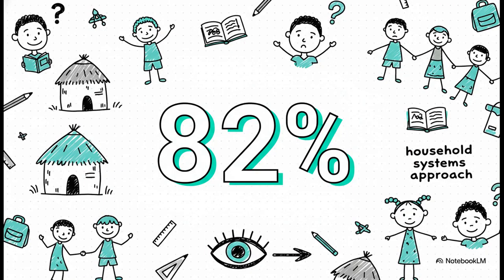Okay, so look at this number, 82%. That's the rate of national learning poverty in a country like Uganda. And what that means is that 82% of children are actually in school, but they still can't read and understand a simple sentence by the time they're 10 years old. It is a massive crisis, kind of hidden in plain sight.